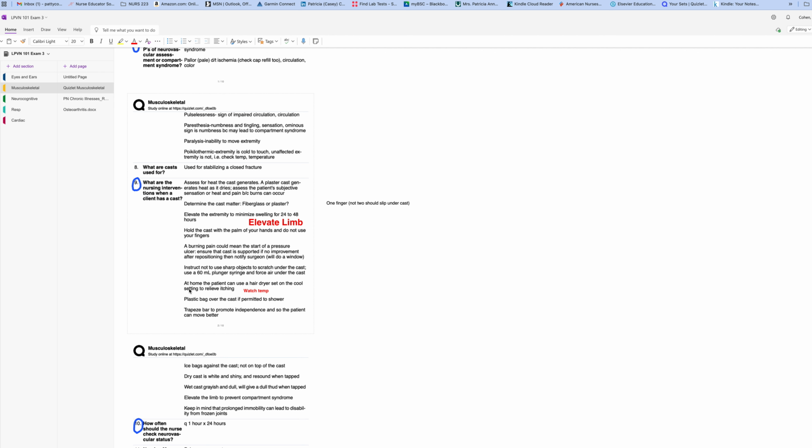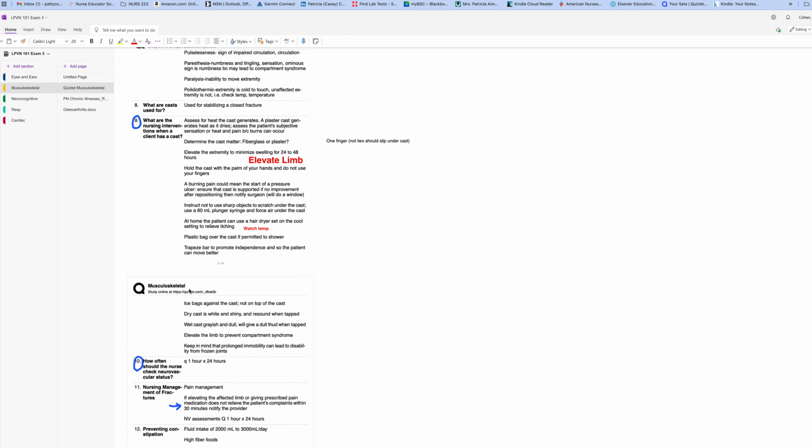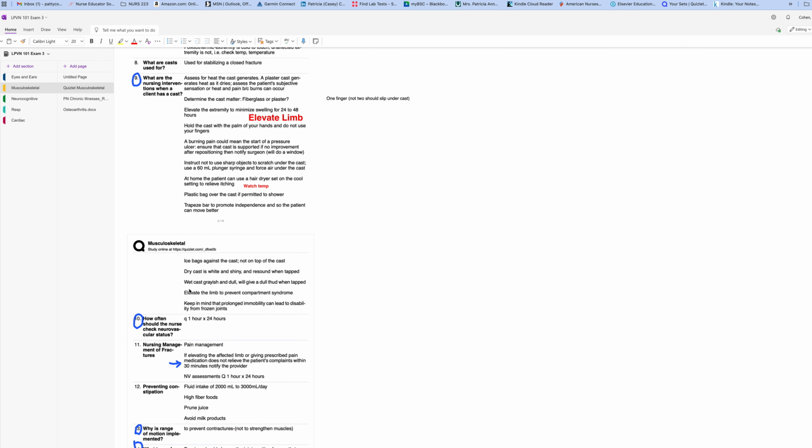If they're permitted to shower, you got to put a plastic bag over the cast. You want to always encourage independence, so a trapeze bar so they can move themselves around in bed. Okay? You want ice bags against the cast, not on top of the cast. When the cast dries, if it's plaster of Paris, it's going to be white and shiny, and it will resound when tapped. Okay, so like tapping a table, you'll hear a sound. A wet cast is grayish and dull, and it will give a dull thud when tapped.